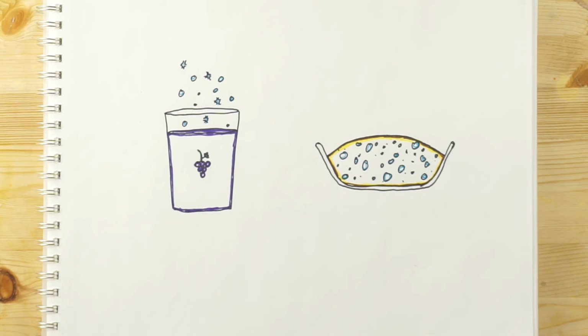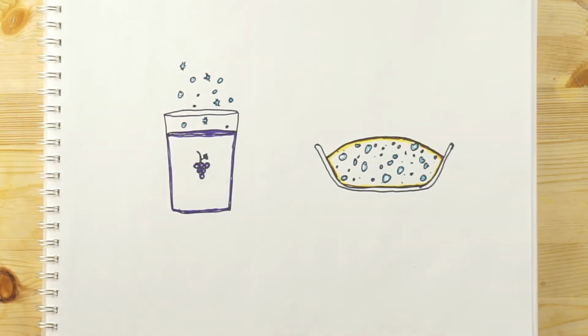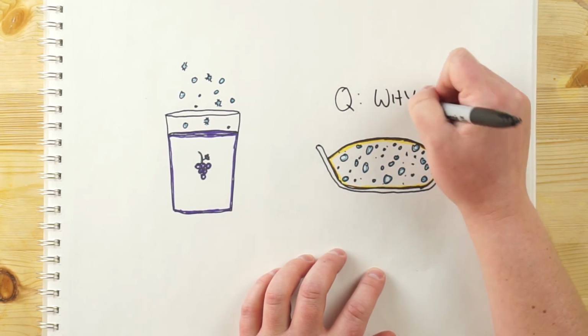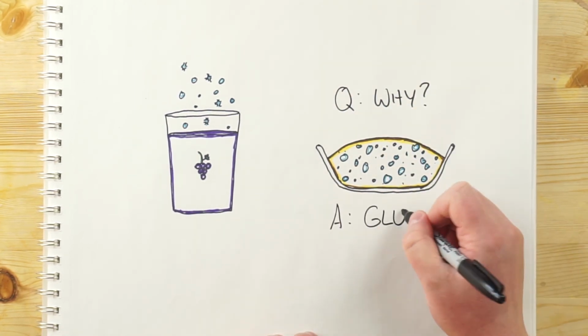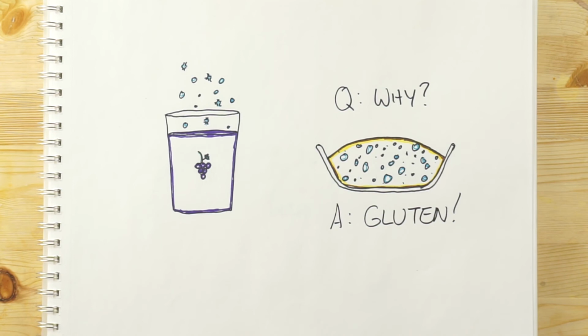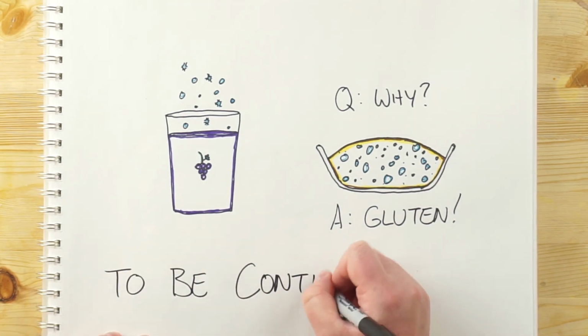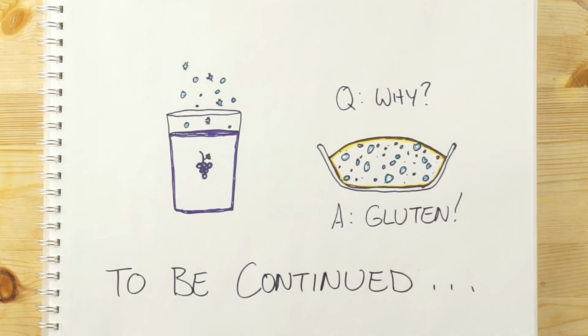In any other yeast fermentation, like wine for example, the carbon dioxide just floats up into the air. But when we make dough out of wheat flour, it gets trapped. And why is that? Because of the miraculous gluten network. That's how, and we'll talk about how that works in the next video.